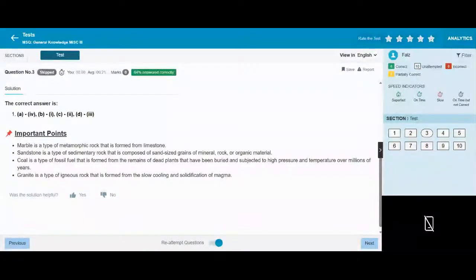That is formed from the limestone. Sandstone is a type of sedimentary rock that is composed of sand-sized grains of minerals, rock, or organic material. Coal is a type of fossil fuel that is formed from the remains of dead plants that have been buried and subjected to high pressure and temperature for millions of years. Granite is a type of igneous rock that is formed from the slow cooling and solidification of magma.